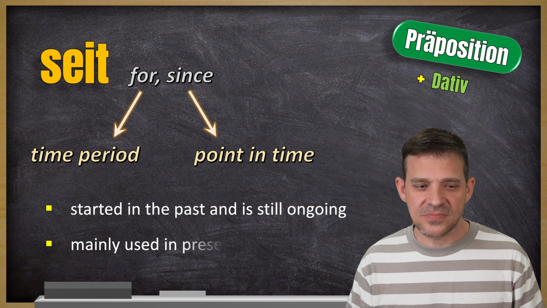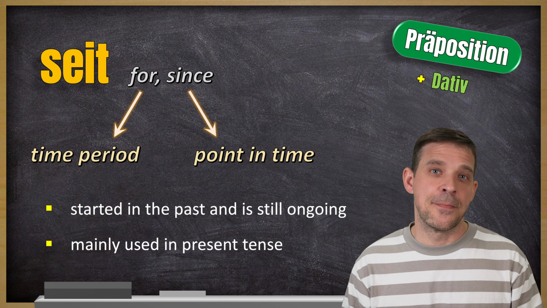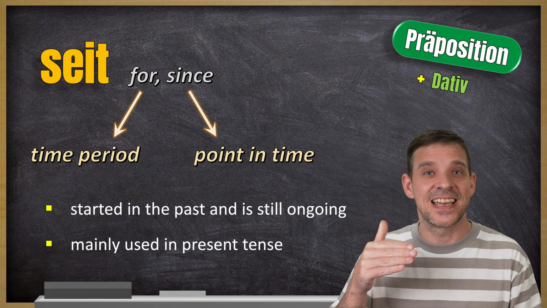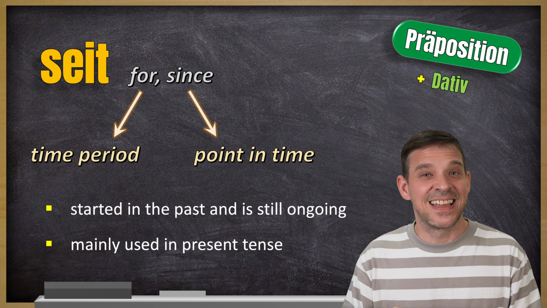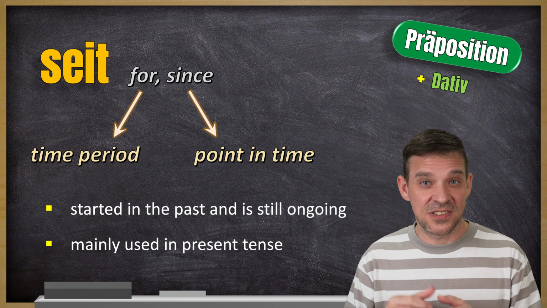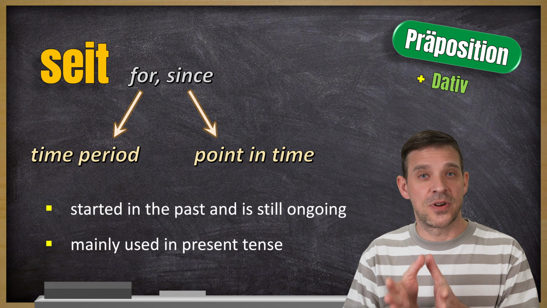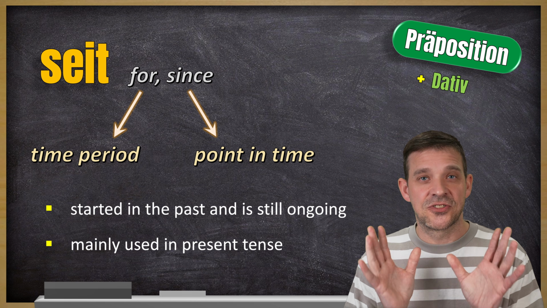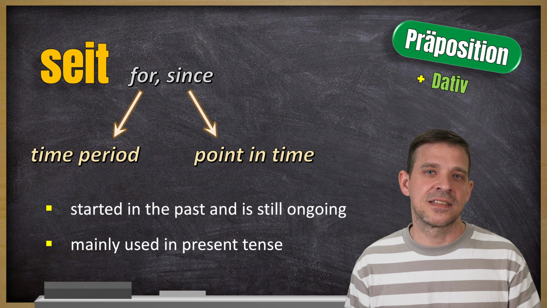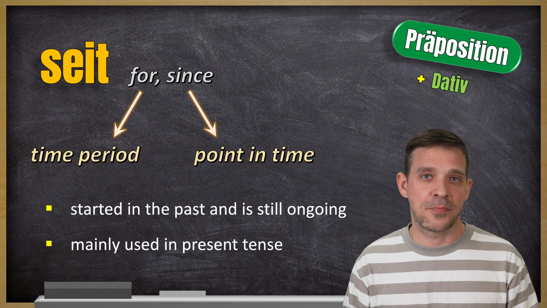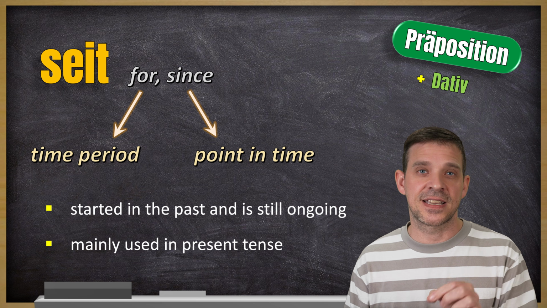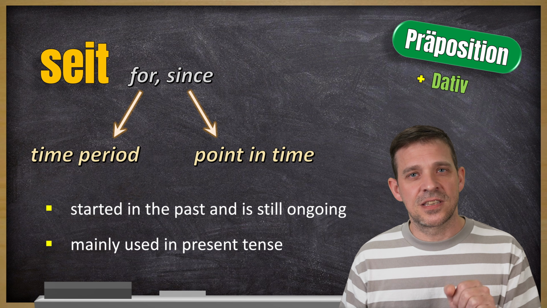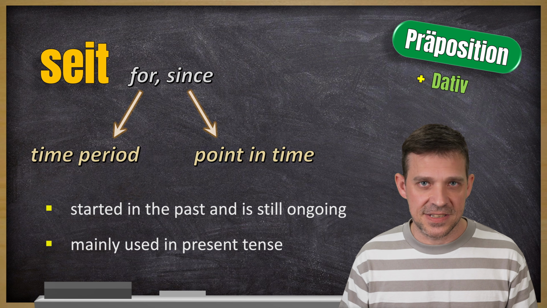This means it's mainly used in Präsens, in present tense, because it's still ongoing. That's not the same in English, because in English you mostly use the present perfect tense, that's perfect, when you use for or since. In German, we mainly use seit, the preposition seit, together with Präsens. You can use it with perfect as well. I will give you an example just in a second. But for most situations, you will use it with Präsens.